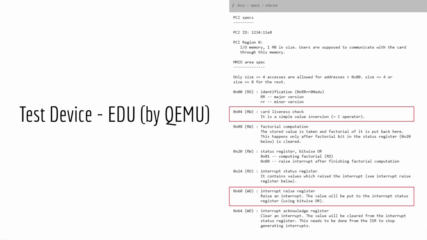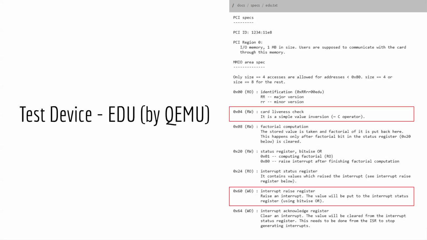But let's talk a little bit about this device. What is this device? It's a device called EDU by QEMU. QEMU is short for Quick Emulator, which is an open source project for virtualization. One of the virtual devices that comes along with QEMU is EDU, and it's a device that exemplifies usage of PCI, I/O, interrupts, DMA, and lots of stuff.